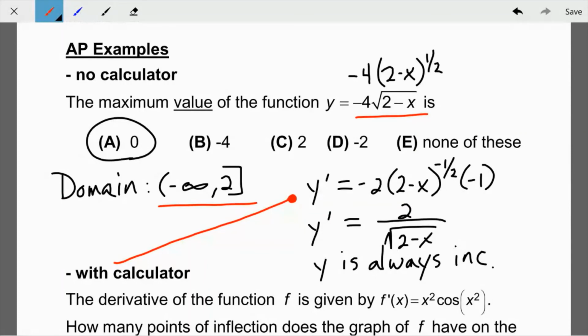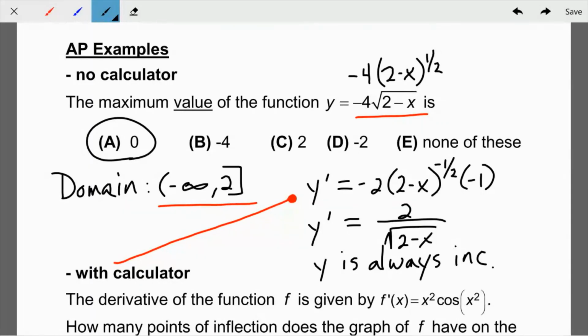Now, the next thing is, notice the question doesn't say find the x value where the absolute maximum occurs. It just says find the maximum value. And when they say that, they're referring to the function value. So notice 2 is here, but that's not what I want. I don't want the x value. I want the function value. So I plug 2 back into this original function, -4 times square root of 2 minus x, and I get a function value of 0.